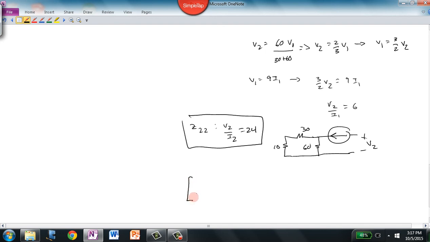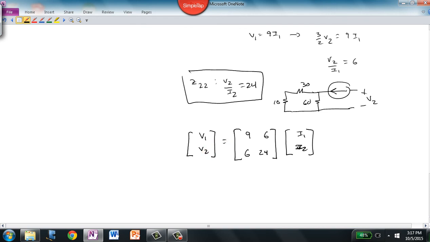So if I were to write my matrix math, I would write V1 over V2 is equal to the port parameters, which are Z11, Z12, Z21, and Z22. Then I multiply those by the currents. So if I know either the input voltage and the output voltage, or the input current and the output current, I can calculate the other based on the Z parameters. So now we can completely relate voltage and current waveforms at the two ports of the network.